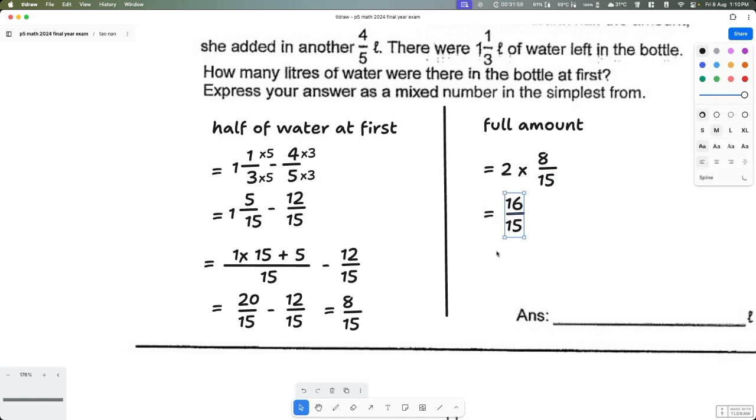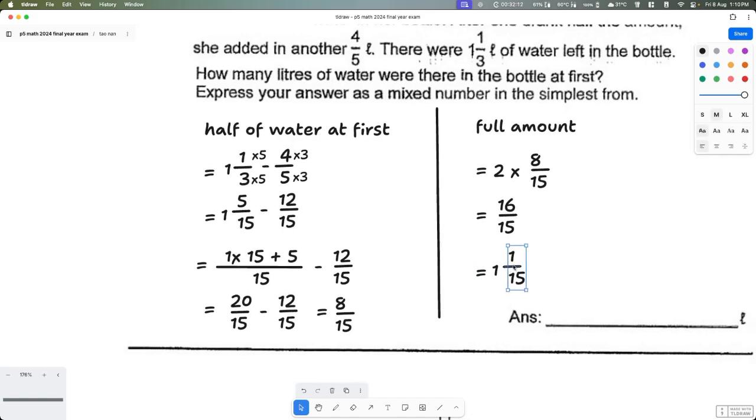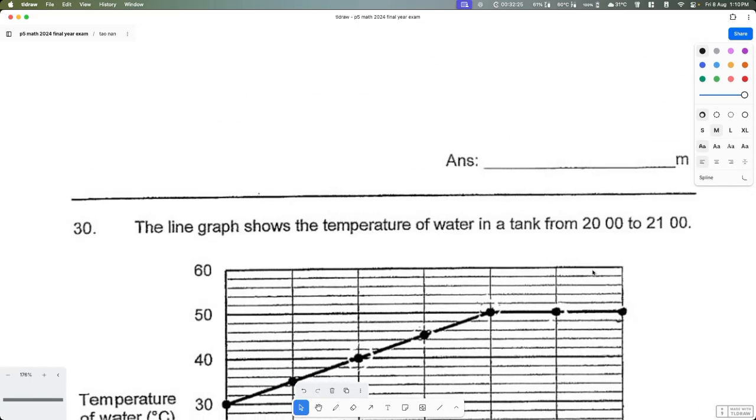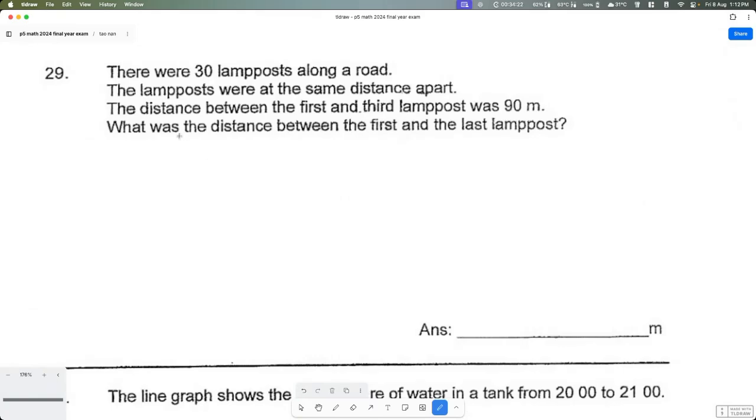So we need to make this into a mixed number. So this will then become 1 and 1 out of 15 in this case over here, right? There you go. So that's the answer. Okay, so I'm going to put this over here. All right, let's move on to question 29.